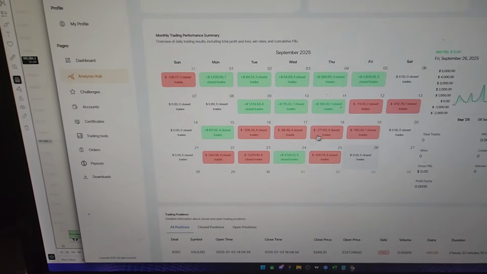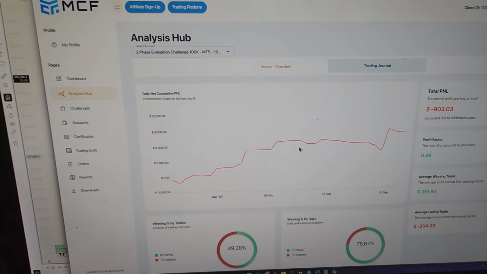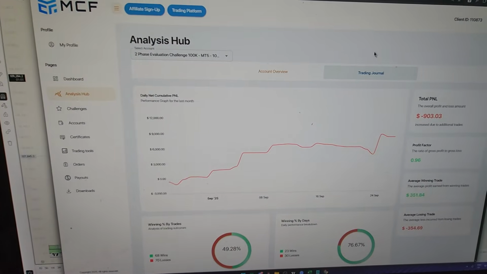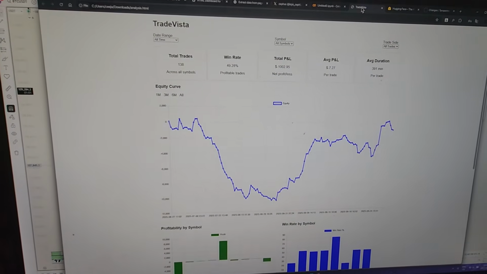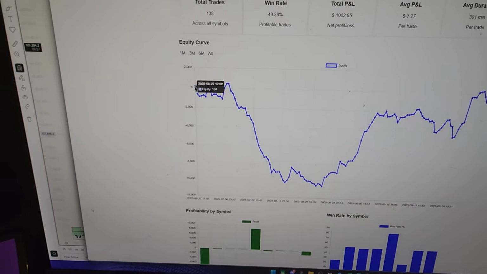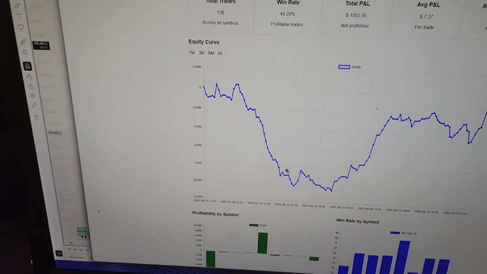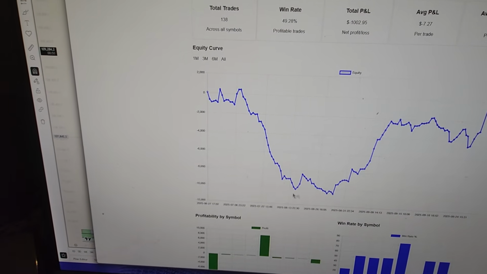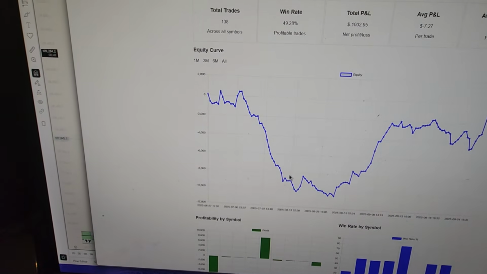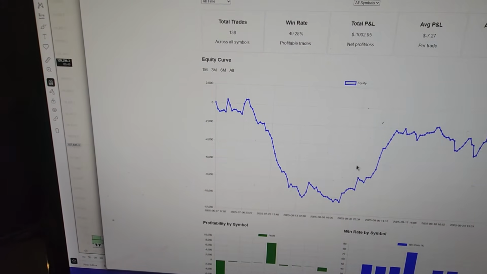And obviously the account is not blown. But I went into a very deep drawdown and I came back out of it. The main thing I wanted to talk about is my equity curve. You can see it started around here and went into a deep drawdown. And all this here wasn't because I didn't have a profitable strategy. My strategy has mostly been the same. Most of this came as a result of me being scared to follow my rules to the T.